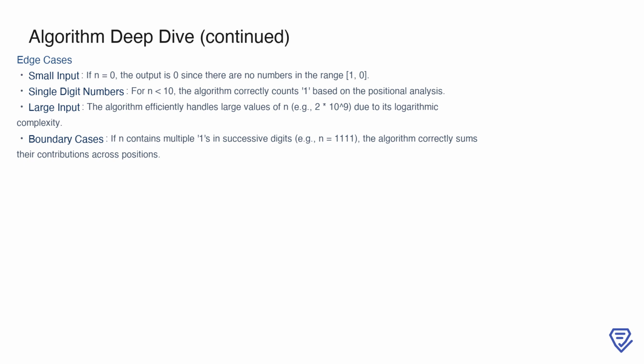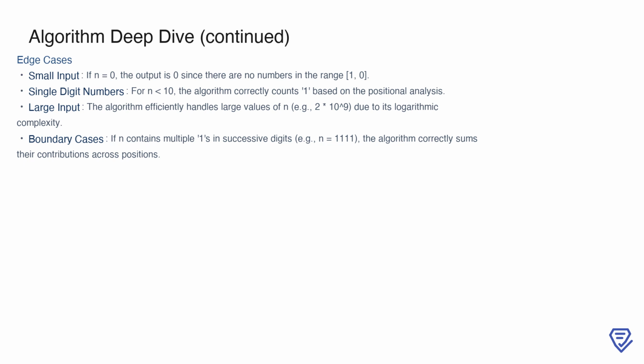For small input, like when n equals 0, the output is 0 since there are no numbers in the range 1 to 0. For single-digit numbers, such as n less than 10, the algorithm correctly counts the occurrences of 1 based on positional analysis. For large inputs, such as n equal to 2 billion, the logarithmic time complexity ensures the algorithm remains efficient and completes in a reasonable time frame.